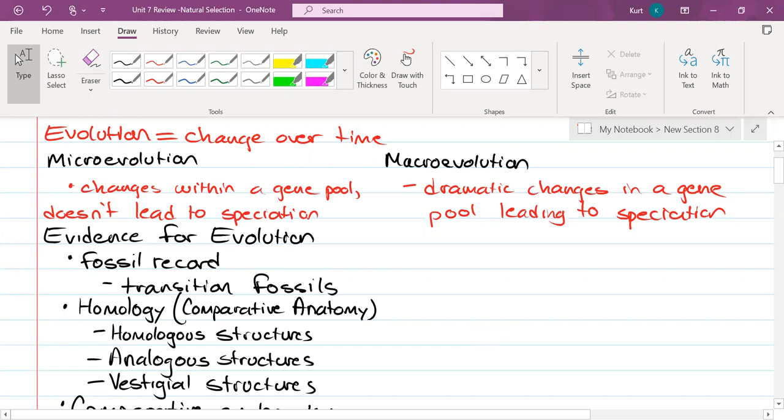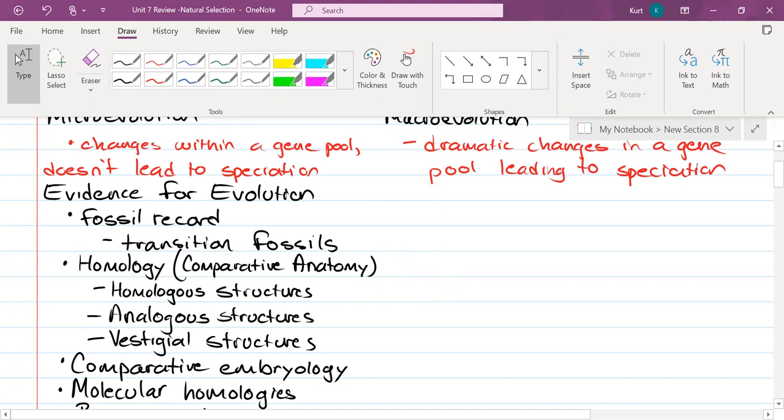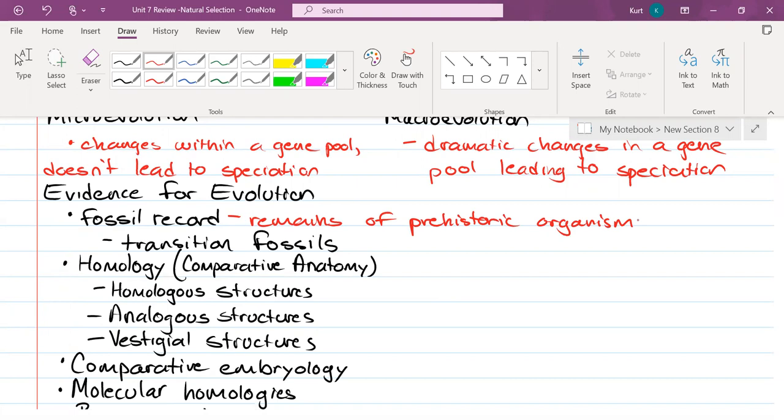All right, evidence for evolution. We watched that video on whales and cetaceans and all the various evidences there are for evolution. We have a fossil record, which is going to be remains of prehistoric organisms. You know, no one has actually seen a dinosaur other than birds. We may look at alligators and crocodiles and think, oh, that's a dinosaur. Far from it. It's actually birds.